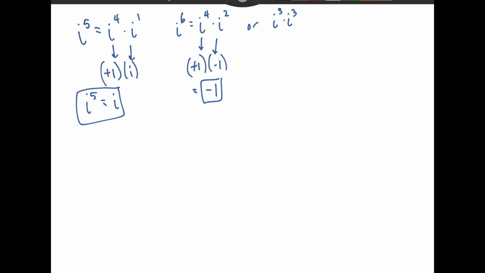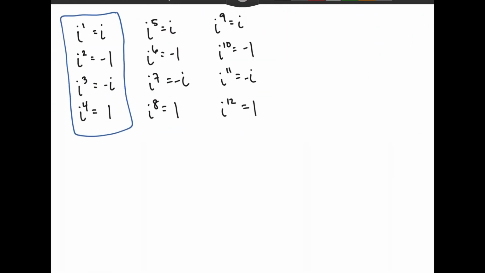If I did this, this is negative i. This is negative i. So negative times a negative is positive i squared. But remember that this part right here is negative 1. So same answer as we have here. So again, looking at this process, these repeat itself.